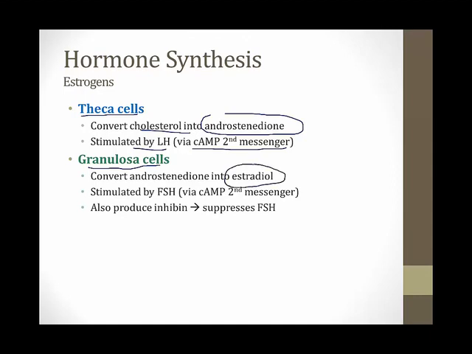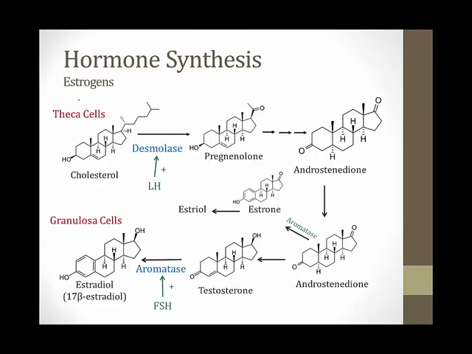This process is stimulated by a different hormone, FSH. It also acts via a cyclic AMP second messenger system. And in addition to estradiol, the granulosa cells also produce inhibin, which can feed back and suppress pituitary release of FSH. This slide shows the biochemistry involved in synthesis of the estrogen hormones.